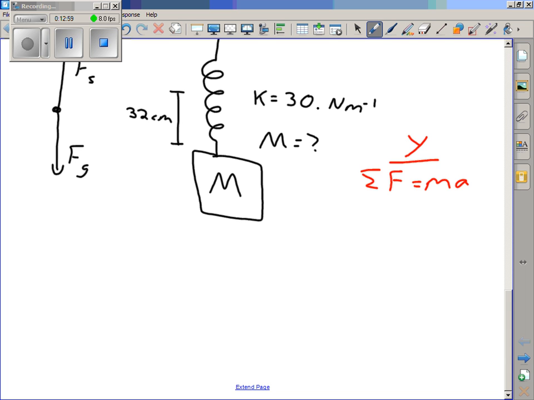I need to call positives and negatives. Which way do you want to be positive? Which way do you want to be negative? Down is positive. So I've got positive, and up here is my negative, right up top.